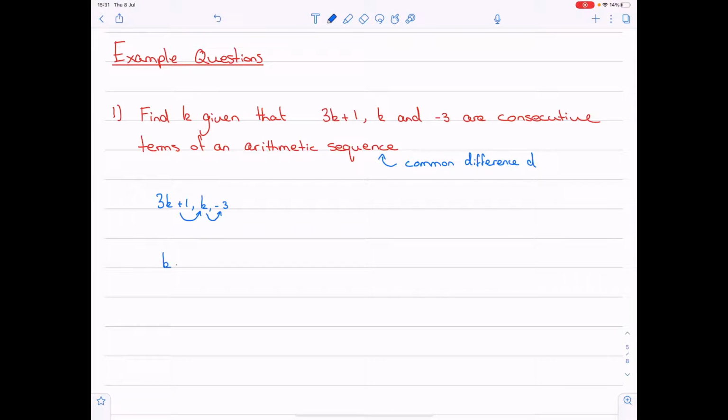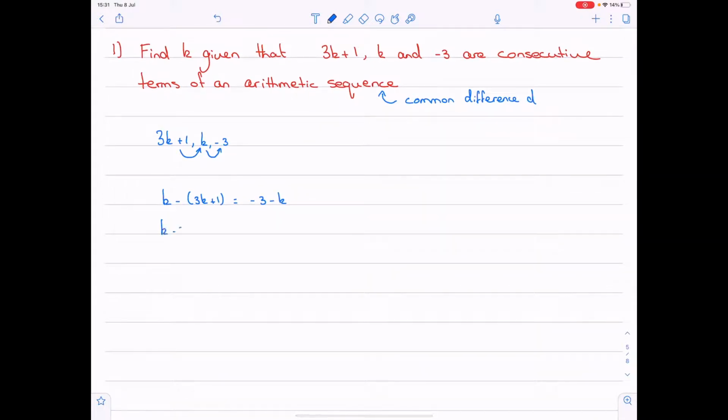Which means k minus (3k plus 1) equals (k minus 3) minus k, which means k minus 3k minus 1 equals minus 3, so minus 2k minus 1 equals minus 3. Then we can bring this over here, minus k equals minus 2, so k is equal to 2.